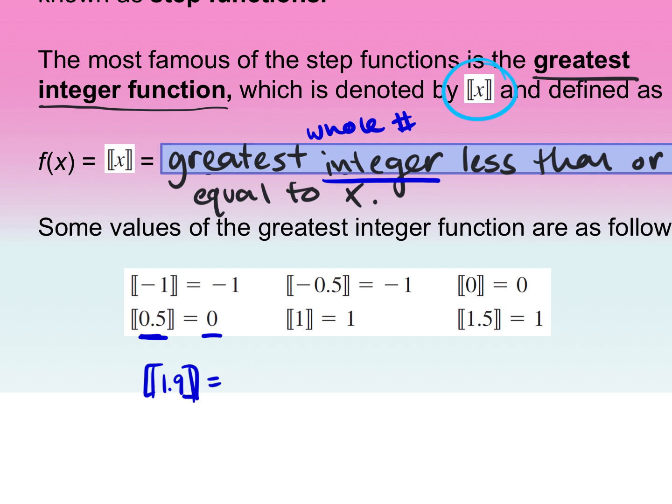what would be closest to this without going over? Awesome, 1. Perfect. What if we had -0.4? What is the greatest integer that's less than or equal to -0.4? -1, perfect. So -1 is less than -0.4.